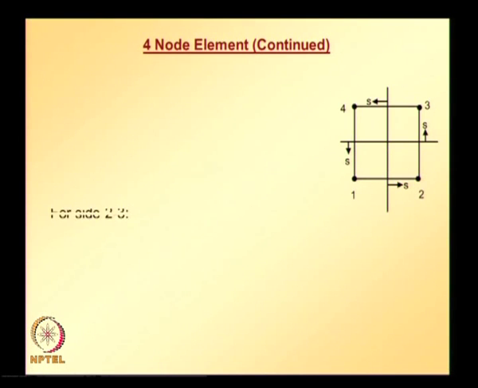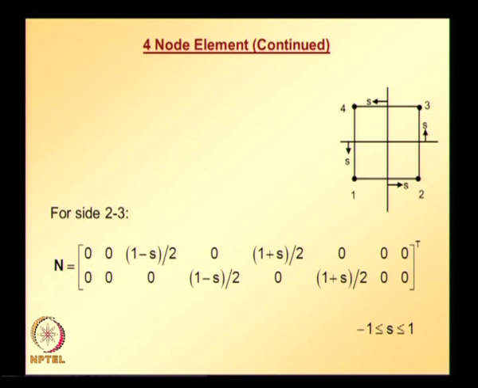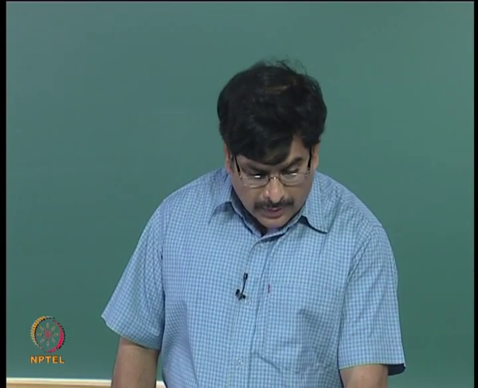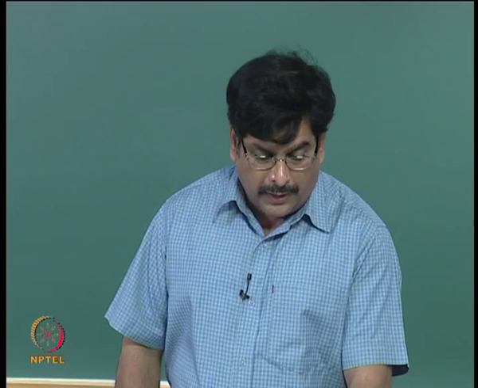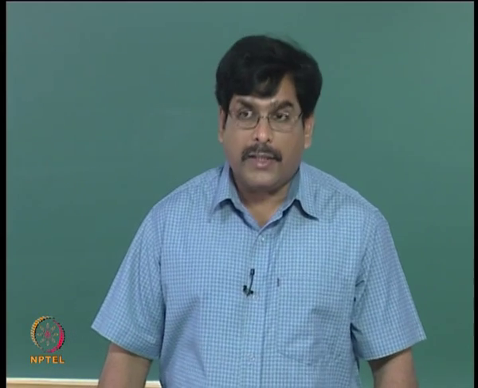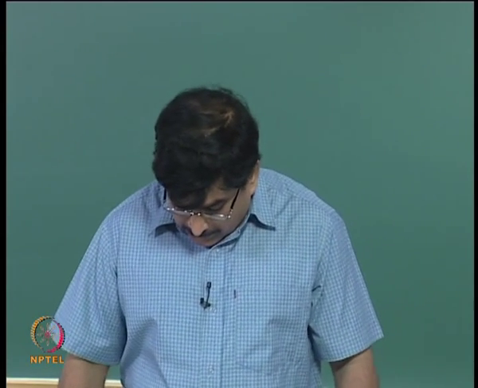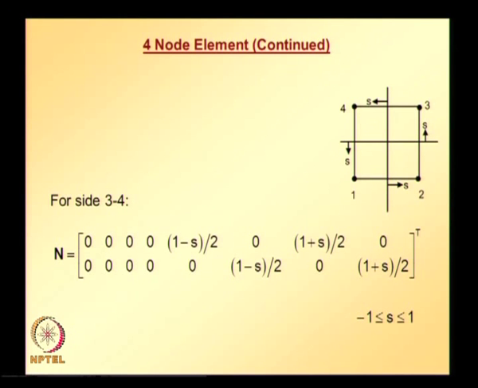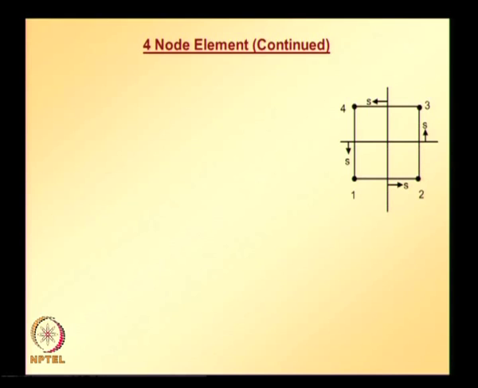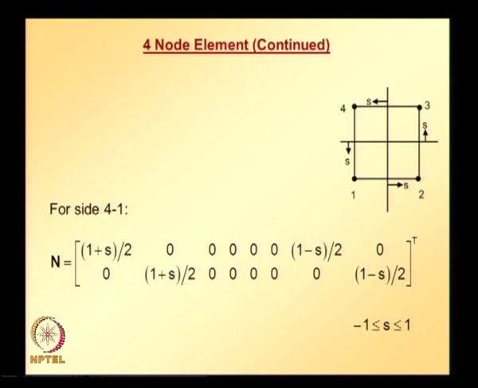and similarly for side 2, 3, the shape functions of nodes 1 and 4 are going to be 0 along side 2, 3. Anyway, we discussed all this several times in the earlier classes, but for completeness all of it is repeated here. For side 3, 4, the shape functions of nodes 1, 2 are going to be 0, and the shape function matrix for evaluating the equivalent nodal vector, required if the traction is applied along side 1, 2, looks like this. Similarly for side 4, 1.